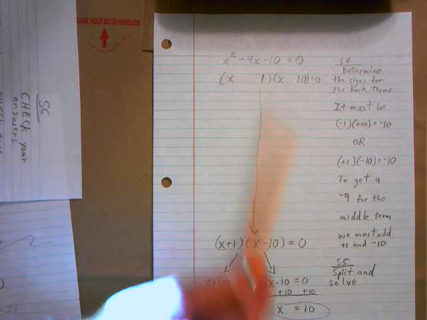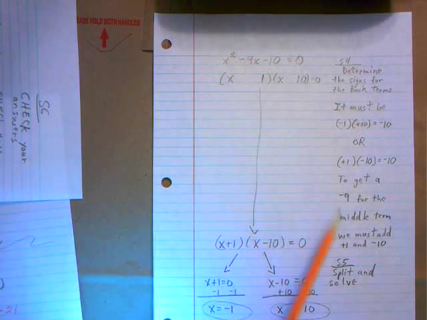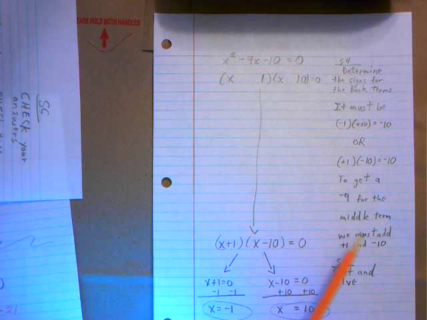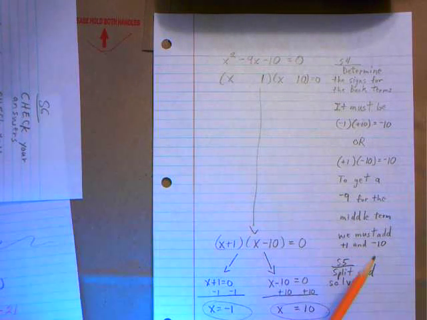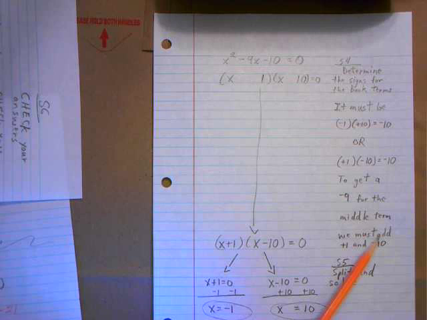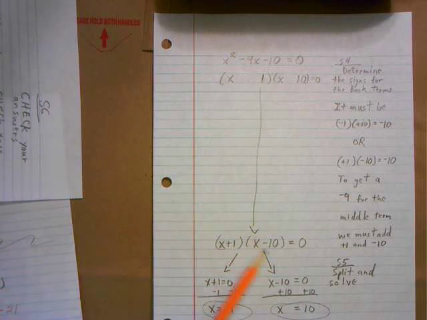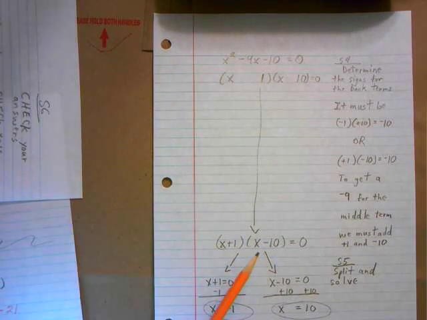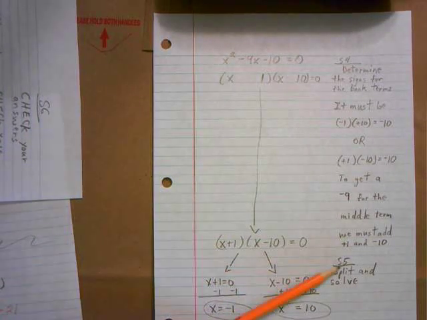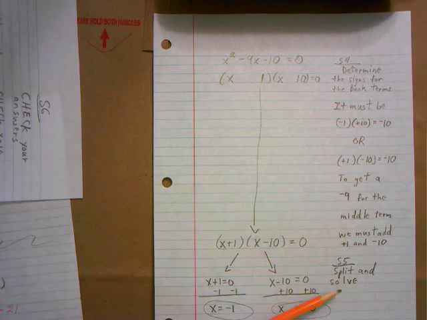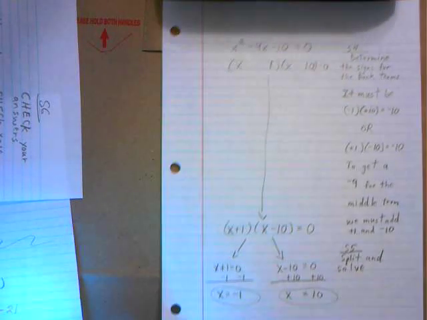But notice, our middle term is a negative 9. So to get a negative 9, we clearly have to use the positive 1 and the negative 10. And so we'll fit those in. x plus 1, see the arrow coming down, x plus 1 times x minus 10 equals 0. Okay? And now that we've done that, step 5, we'll split these factors apart and solve.